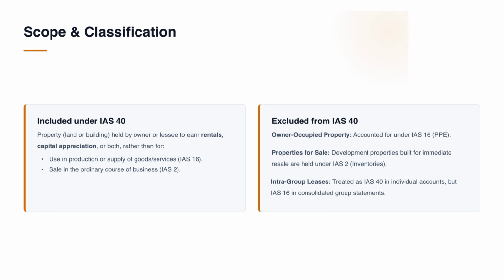3. Intragroup leases. Pay close attention to this for group accounts. If a parent company rents a building to its subsidiary, in the parent's individual accounts, it is an IAS 40 investment property. But in the consolidated group financial statements, because the group as a whole occupies the building, it must be reclassified as an IAS 16 owner-occupied property.